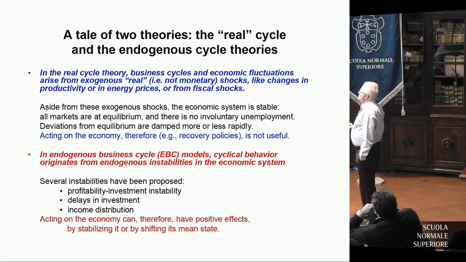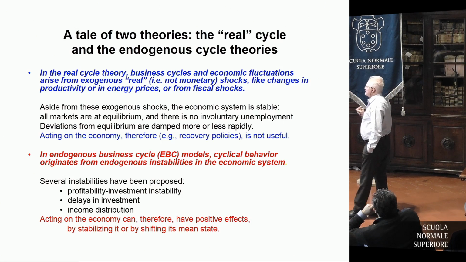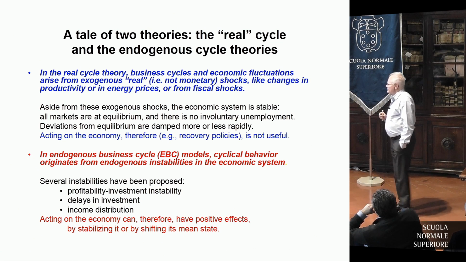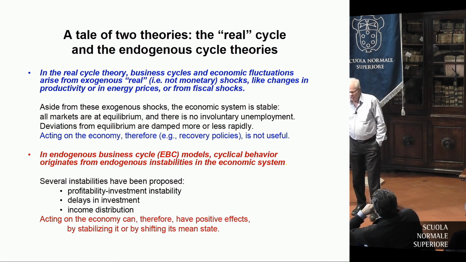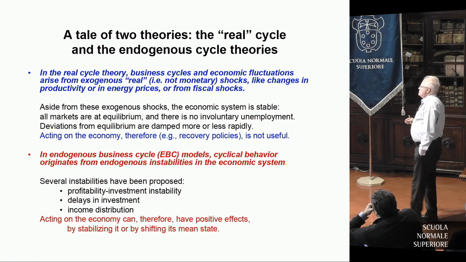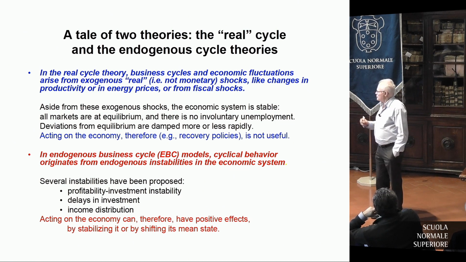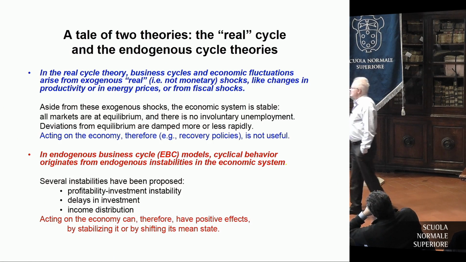Okay? So in endogenous business cycle, EBC or EnBC models, cyclical behavior originates from endogenous instabilities in the economic system. So several instabilities have been proposed, so this is not entirely new. This goes back at least to the 20s and 30s, okay? But it became very unpopular in a couple decades after World War II, and you know, there's a tendency for it to come back, as many other things.